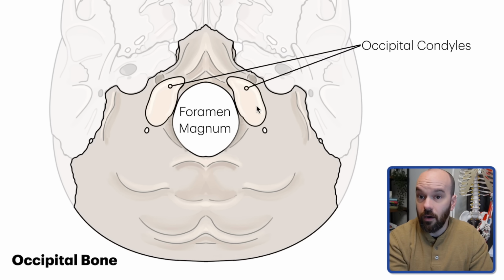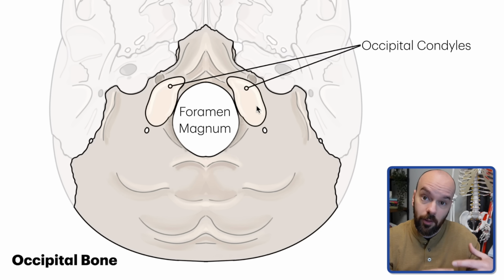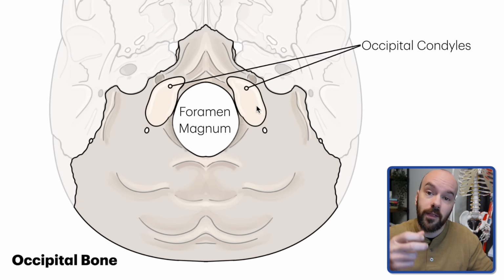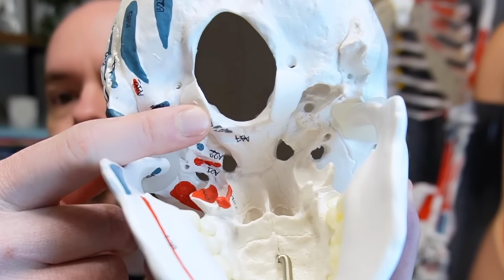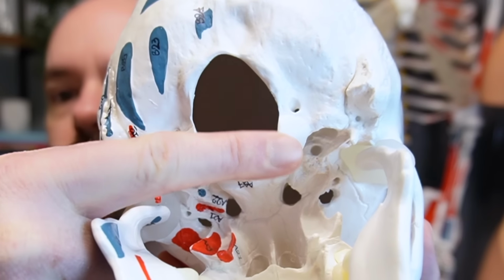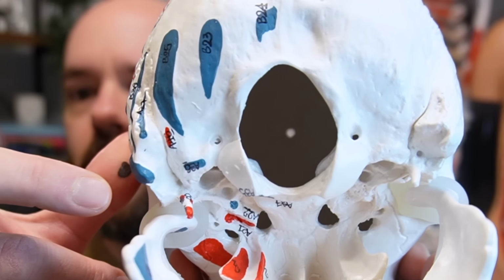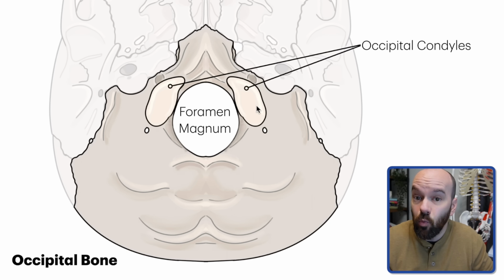Those condyles are going to be the parts of the occipital bone, or the parts of the skull, that will articulate with the top vertebra, the atlas. So on my skull right here, you can see the occipital condyles right there and right there. And those are going to articulate with the atlas, the C1 vertebra.